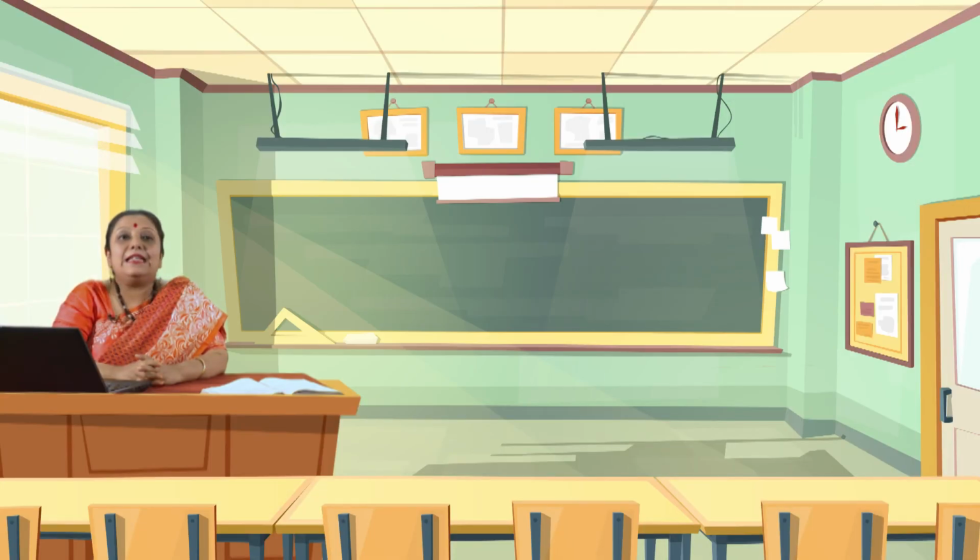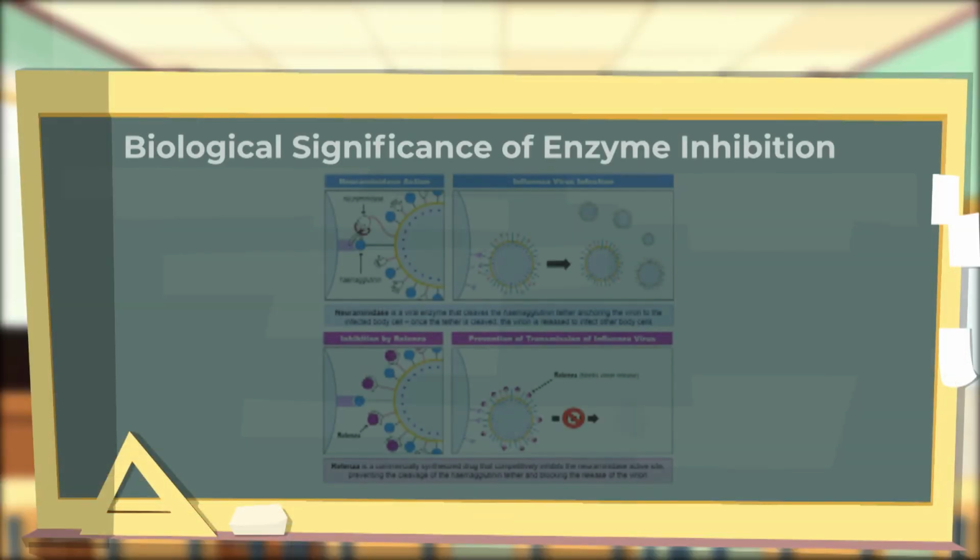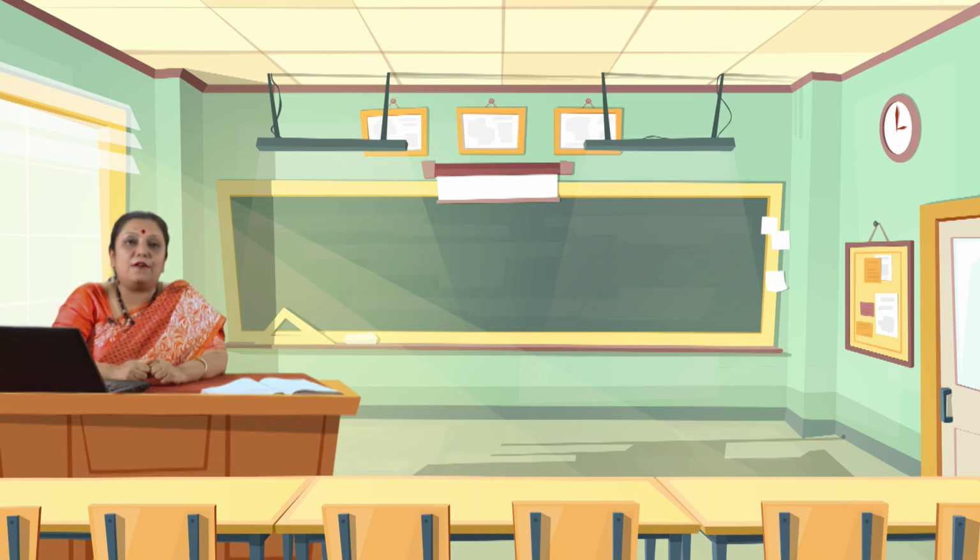Biological significance of enzyme inhibition. As we know, the inhibitor can sometimes regulate enzyme activity. So for agriculture and for therapeutic clinical purposes, inhibitors can be used. Relenza inhibits the neuraminidase activity of influenza virus. Cyanide is a metabolic inhibitor of respiratory enzymes in aerobic respiration. Aspirin inhibits the first enzyme in prostaglandin synthesis, which is responsible for causing pain. So for agriculture as well as for medical therapeutic purposes, inhibitors can be used.